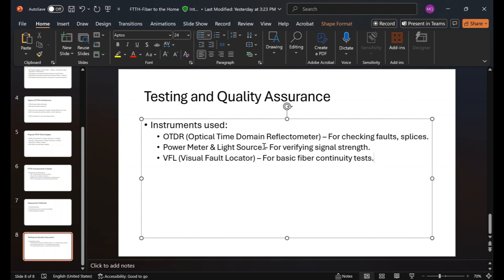Testing is not optional, it's mandatory. A clean, well tested link is the foundation of customer satisfaction.